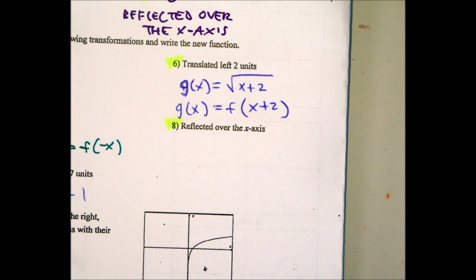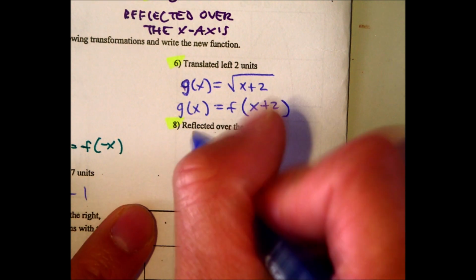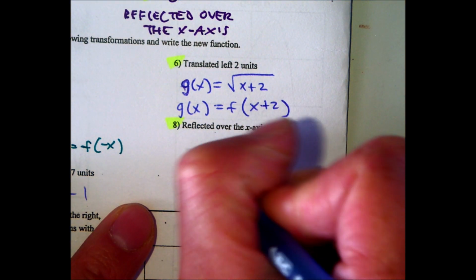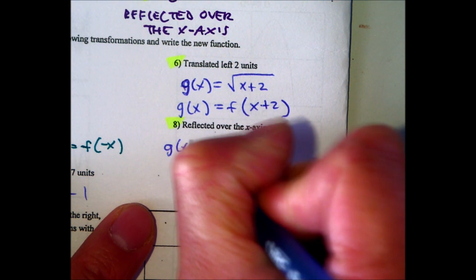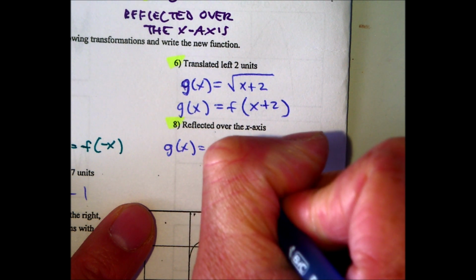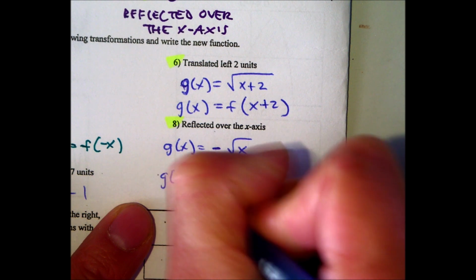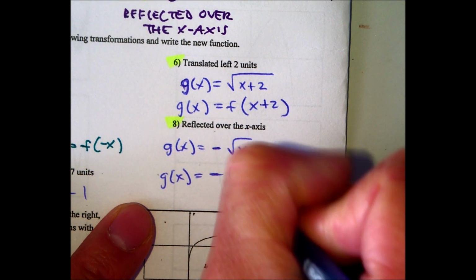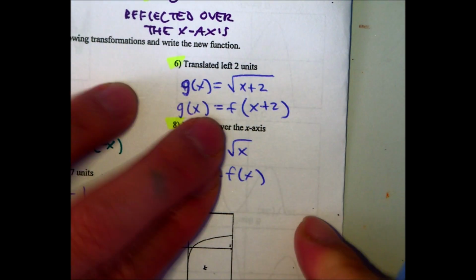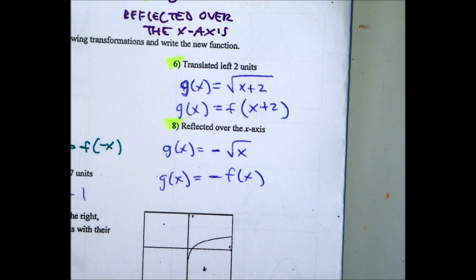Number 8. Caesar. Remember, you gotta change the name. G of x equals the negative of what? Square root of x would have been fine, or you can also have written the opposite of f of x, because those are the same. Yes? Okay.